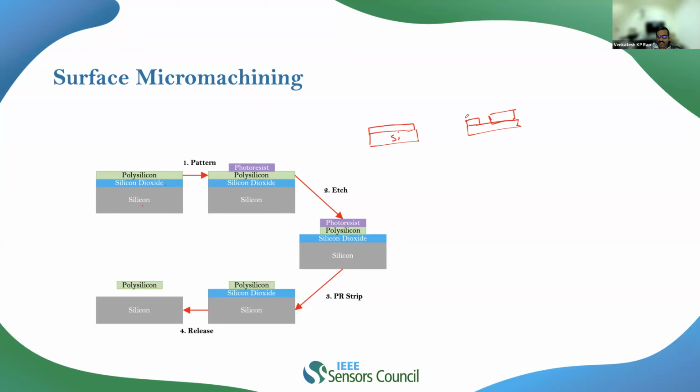Now I'm going to deposit a polysilicon over here. I'll do the conformal deposition of the polysilicon. This is basically a polysilicon layer. Now you strip away the oxide layer, you dissolve the oxide layer. That is basically the release process. Once you release the structure, what you see is that we do get an anchored cantilever like this.